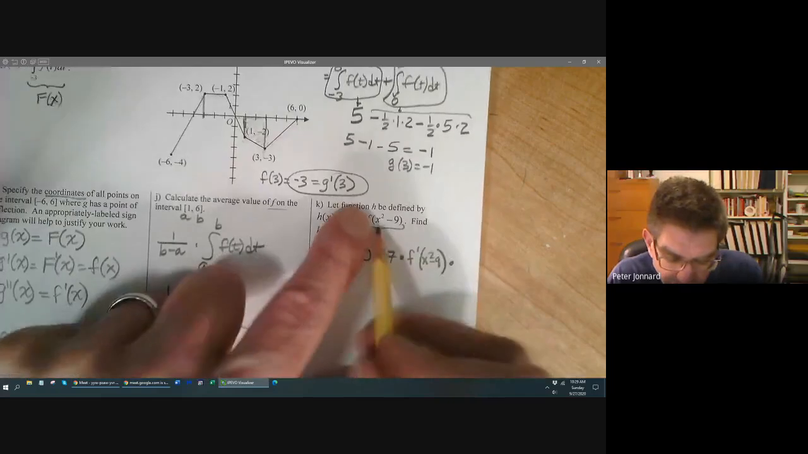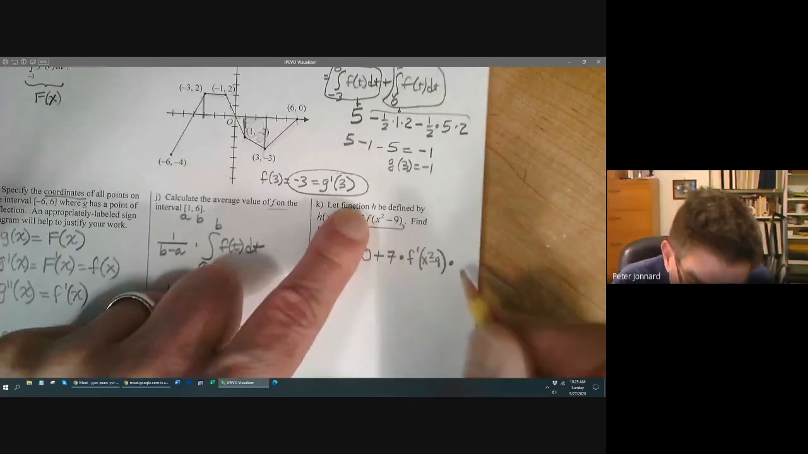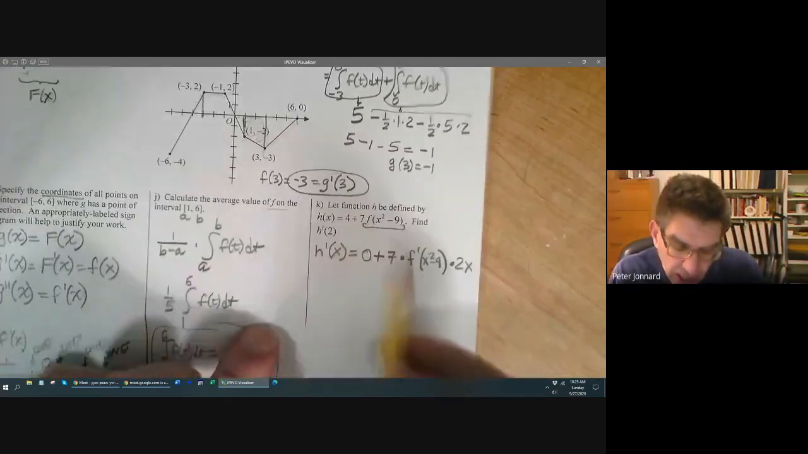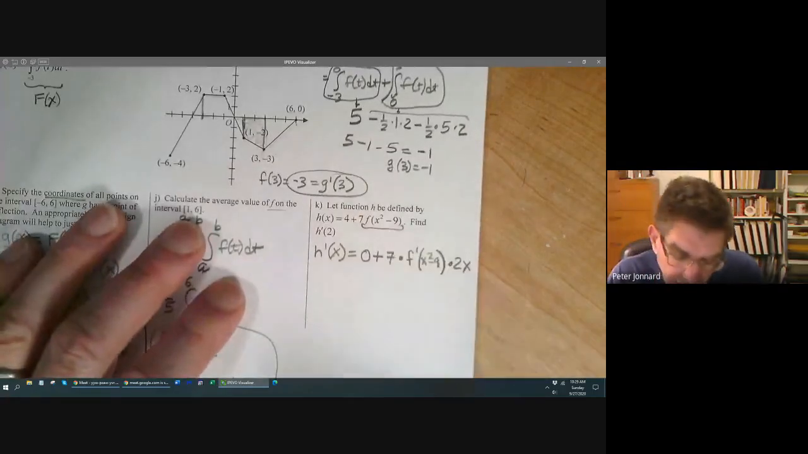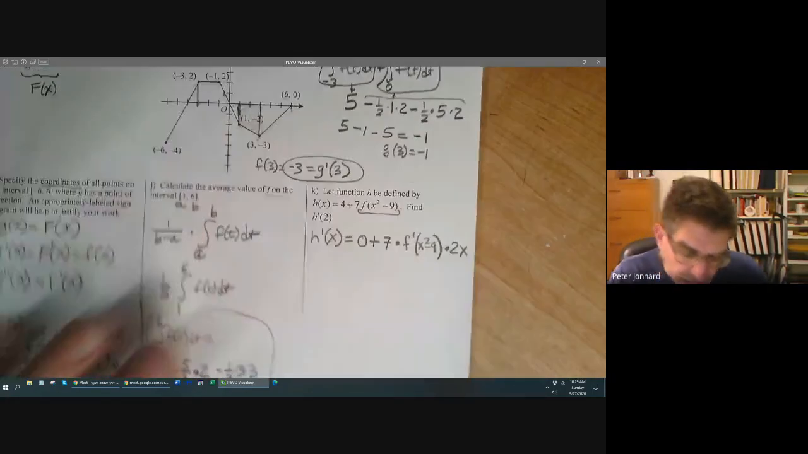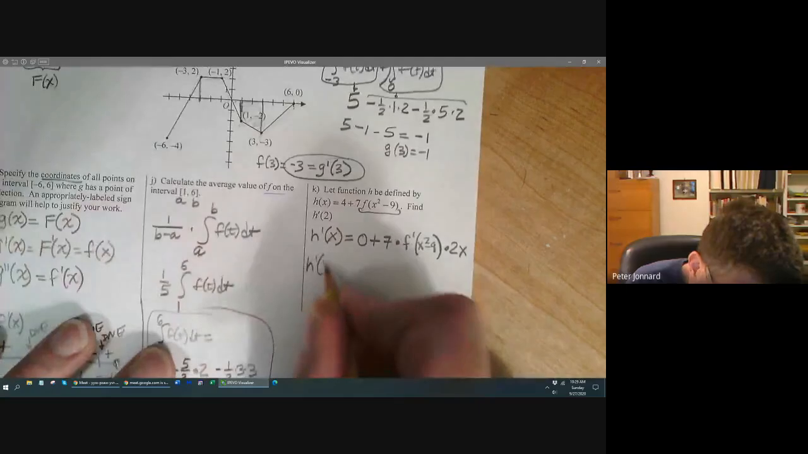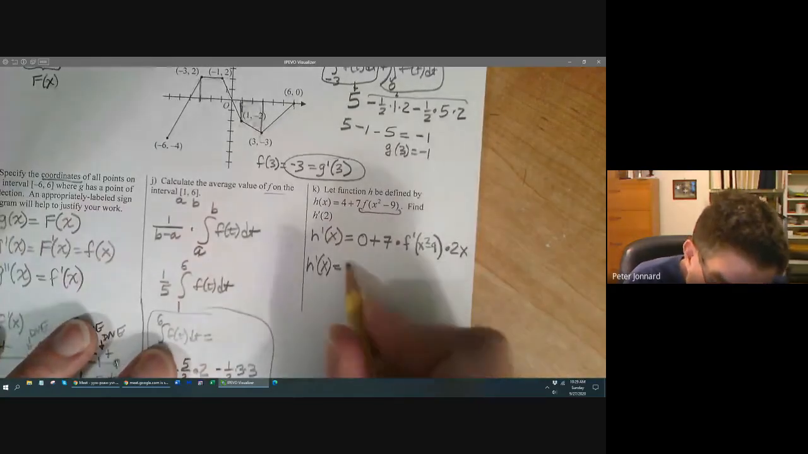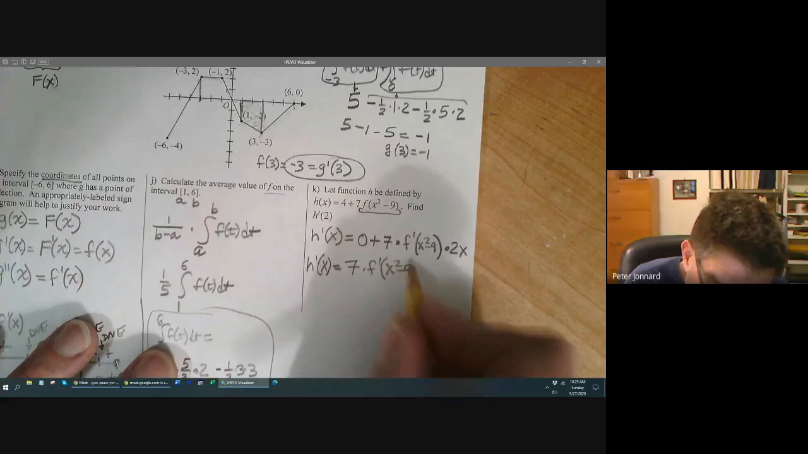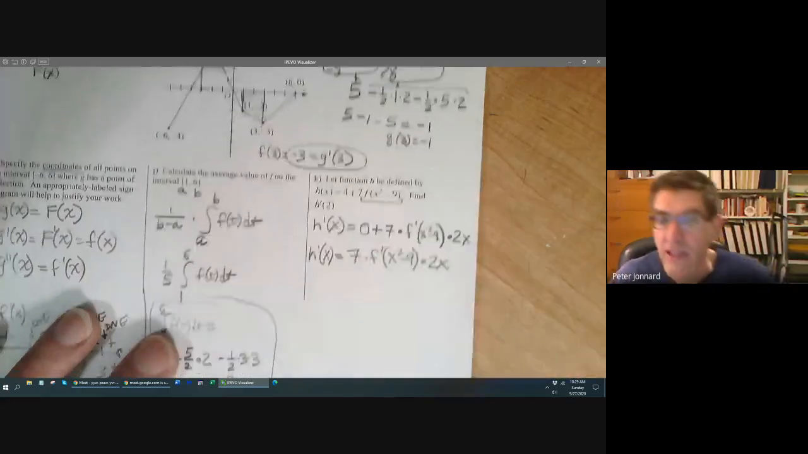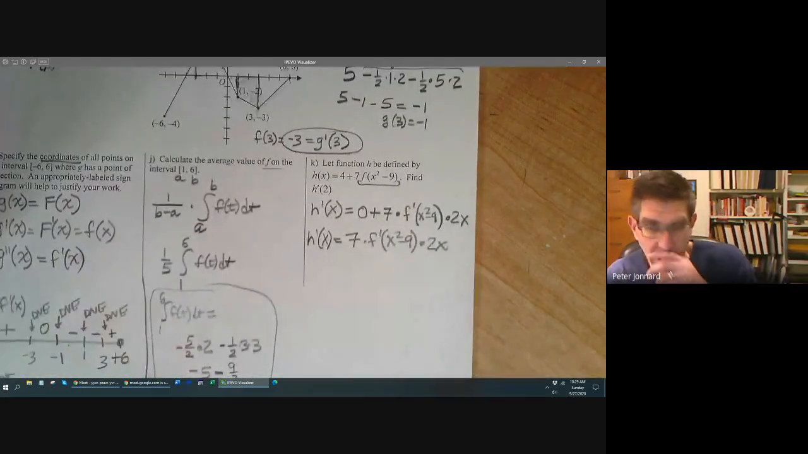Well, what's the derivative of the baby? Well, that would be 2x, like so. Okay, and a constant is 0. And since I ran out of room anyway, I'm not going to write that because I'd just be writing a plus 0. So h prime of x must be equal to 7 times f prime of x squared minus 9 times 2x, like so. Okay, and I don't know what that means, but I just follow the algebra. I'll take it where it takes me, okay?